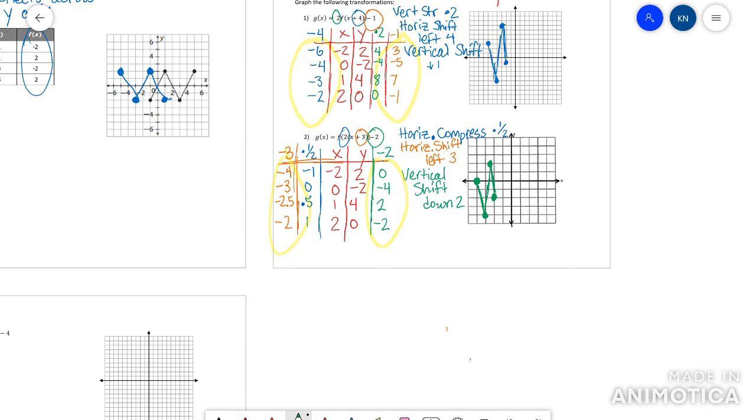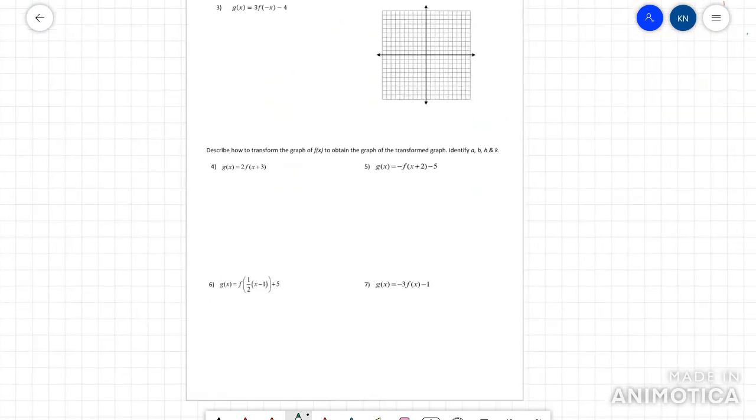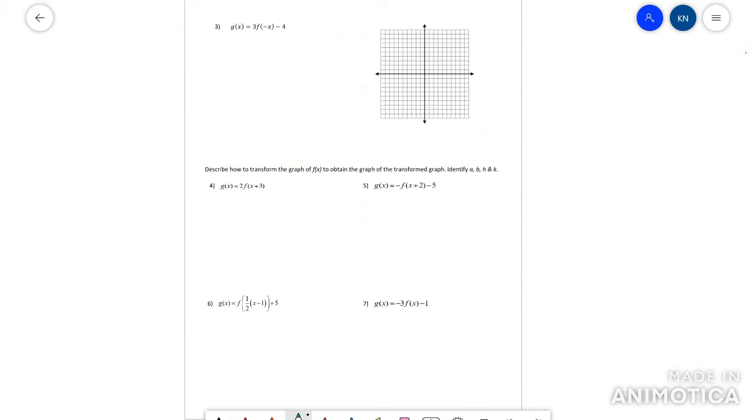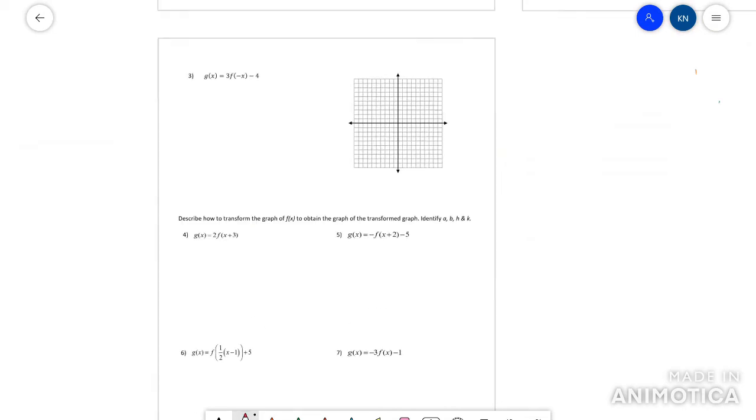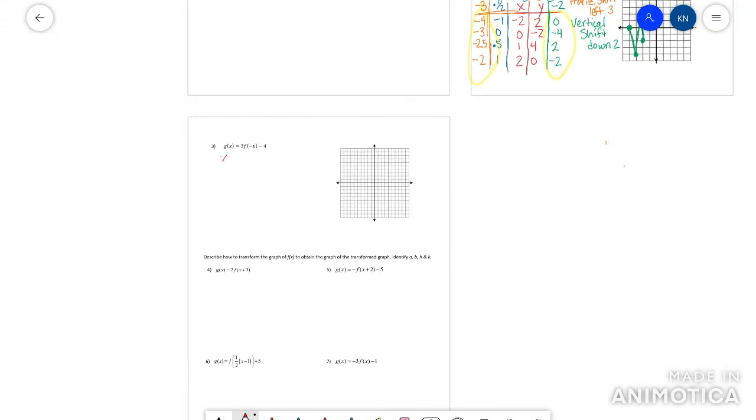All right. Last page. Okay, I'm going to use those same coordinates as before, those parent function coordinates, to start my table.